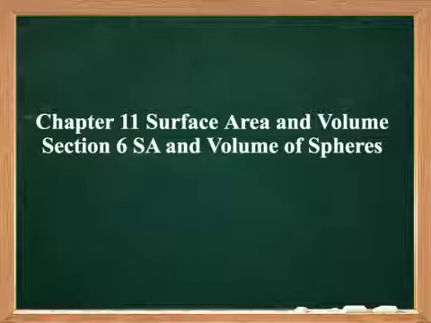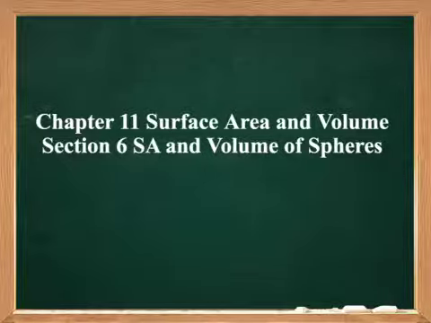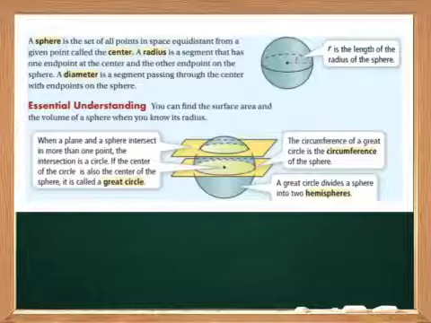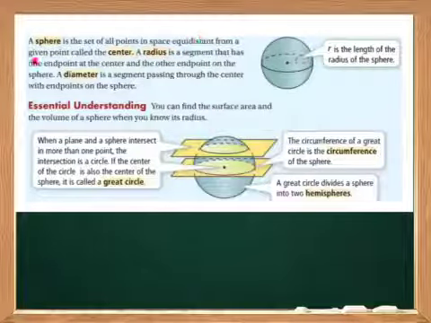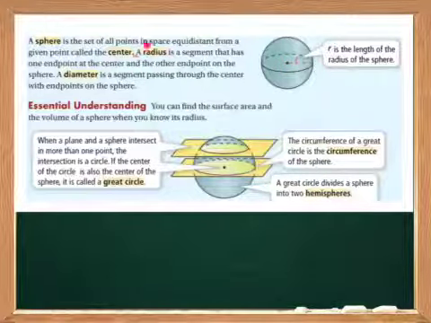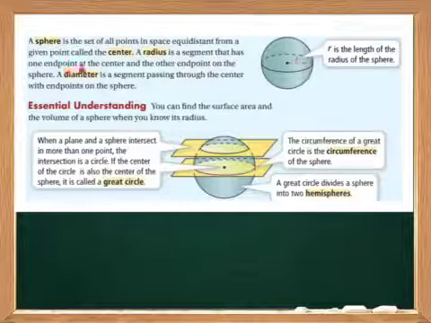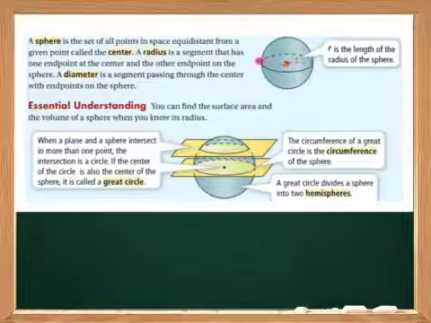Chapter 11, Section 6, Surface Area and Volume of Spheres. A sphere is the set of all points in space that are equidistant from a given point called the center of the sphere. The radius is the segment that has one endpoint at the center and the other is on the sphere, so anywhere on the sphere.